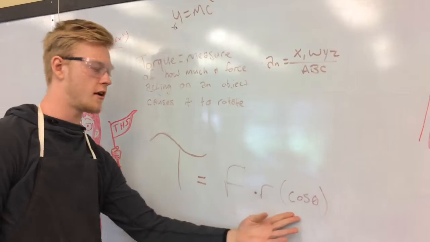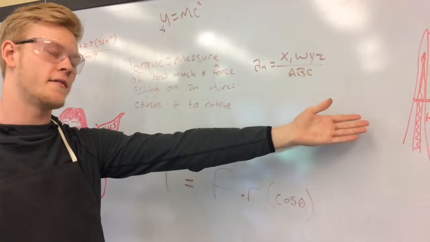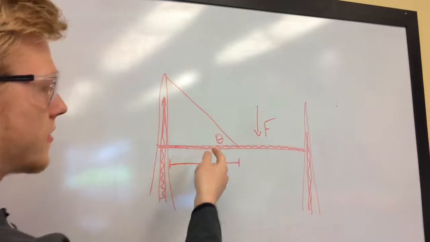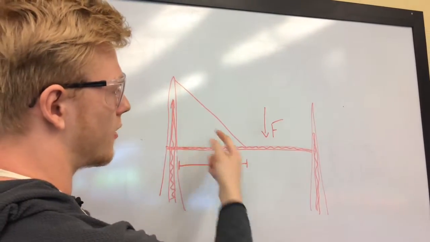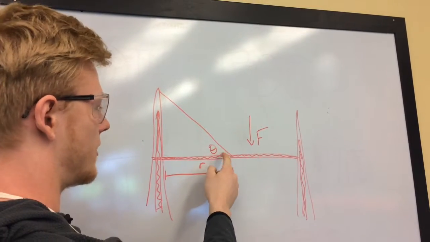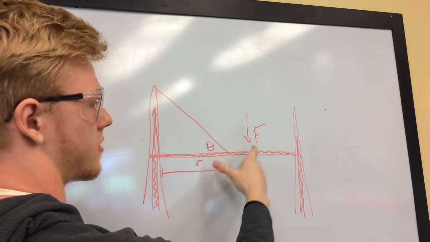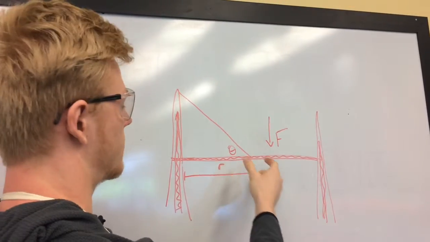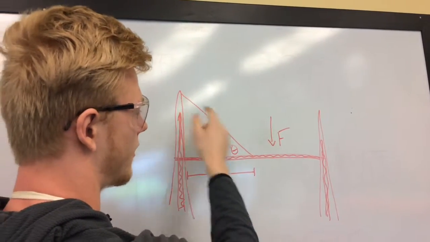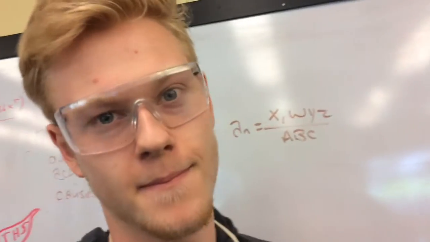So, if we want to see our equation in a real life situation, we have a drawing here of a bridge. Since we have this cable here helping it stay up, we're going to multiply the cosine of this angle by the force and radius. Then we'll have the torque on this point when we're calculating gravity and this cable.